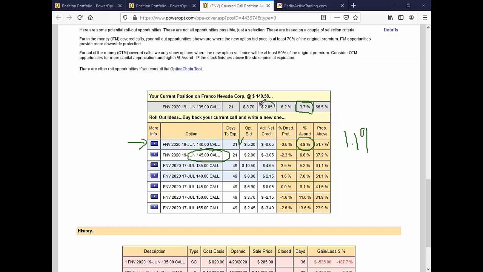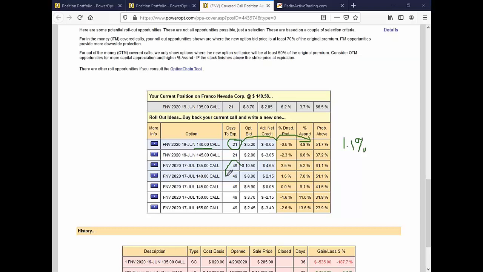Well, remember, we took in 285 originally. It would cost us 870 to buy it back. And going to that out of the money call for the same month, we're only getting 280. So I actually have a debit of 305. I've added 305 into the position, but now I'm holding a 145 call that's out of the money. Is this telling you what you should or shouldn't do? No, it's giving you ideas and doing the heavy lifting for you. If I thought the stock was going to stay above 140, and I was planning to be in the position 21 days anyway, and by doing this roll, I could increase my return by 1.1%, that looks pretty good to me.